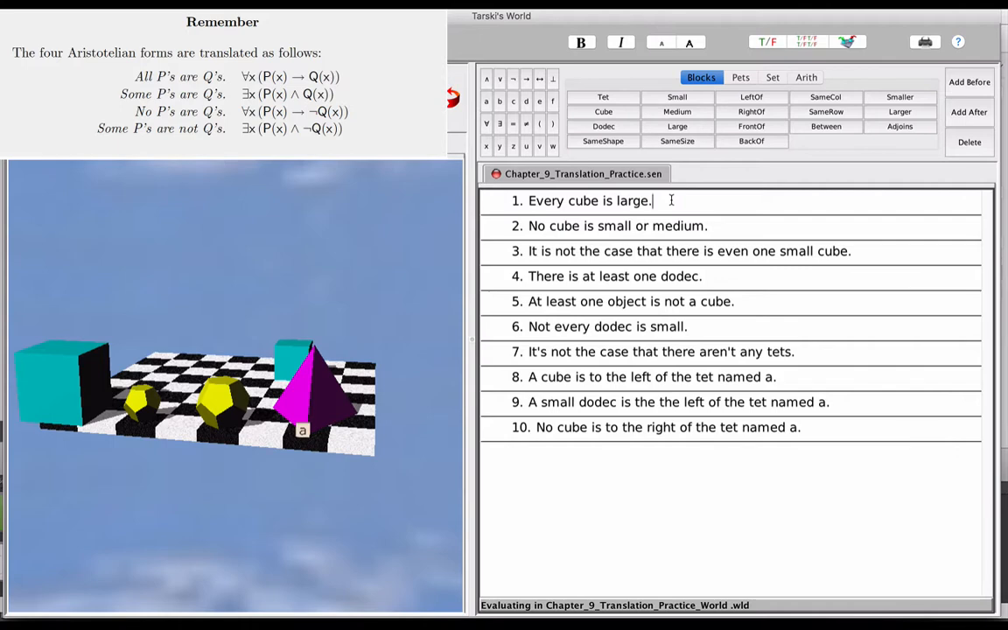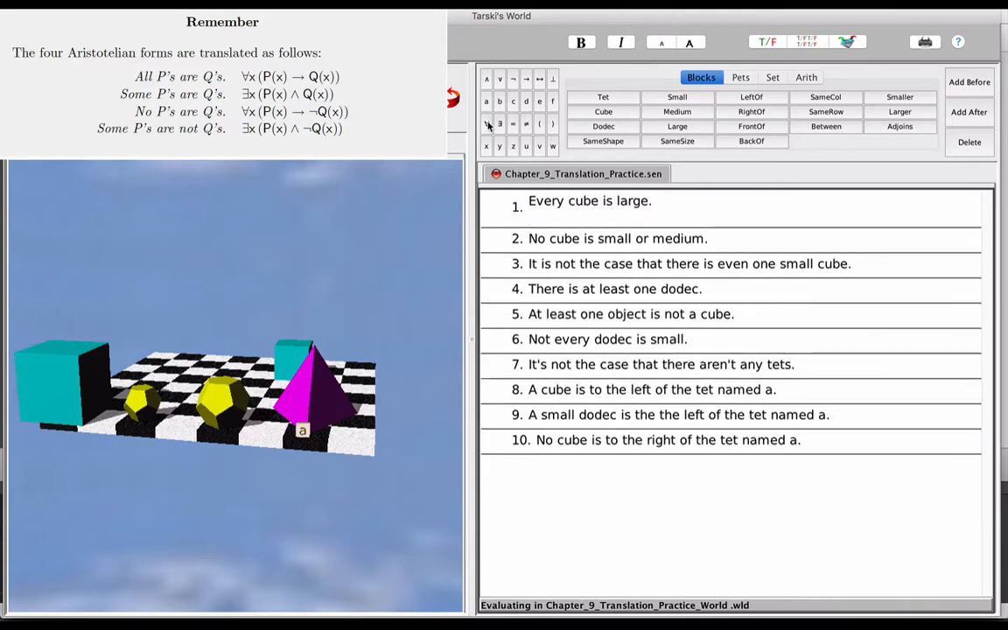Right, so number 1, every cube is large. So we're talking about a universal. Why? Because every, along with all and any and so forth, is an ordinary language word that expresses the universal quantifier. So we're going to assert for every x, if that thing is a cube, then that thing is large.